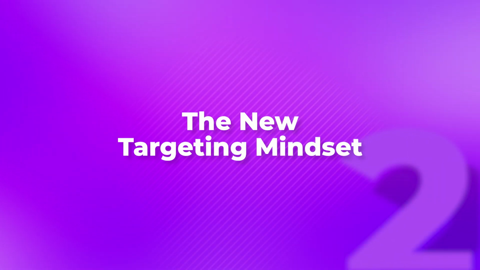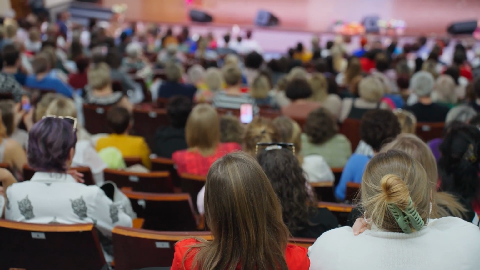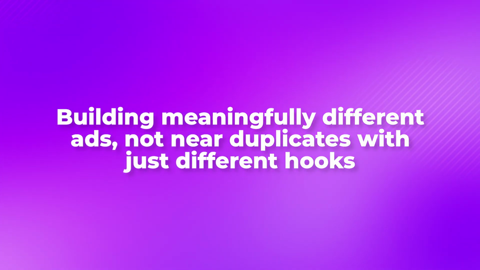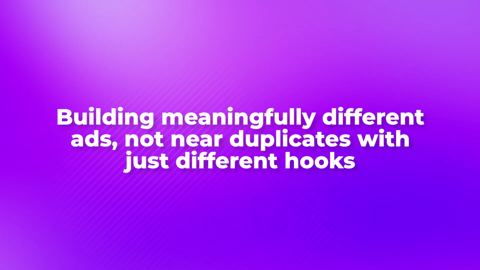So chapter 2, the new targeting mindset. The old mindset was that you'll build a super specific audience and show them 1 or 2 broadly described ads. The new mindset is you'll keep the audience broad and your ads themselves will act as the targeting. In practice, that means building meaningfully different ads, not near duplicates with just different hooks. You want variety in concepts and angles: problem solution, pain points, testimonials, demos, comparisons, etc.